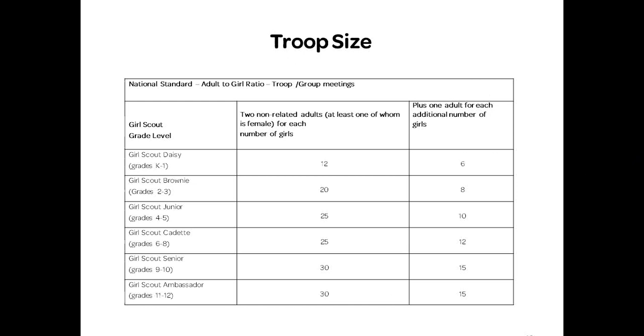A couple of quick things on troop size and who needs to be trained. This chart here is from Volunteer Essentials. It shows girl-adult ratios. If you have X number of girls, then you need Y number of adults for safe meetings. There always need to be a minimum of 2 registered, background checked, and fully trained adults at each meeting. If you have questions about this, you can always check with your field executive too. They can help you work things out.